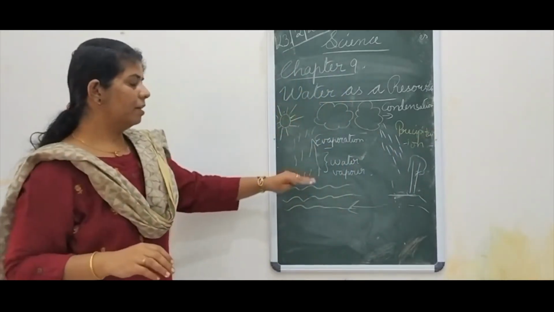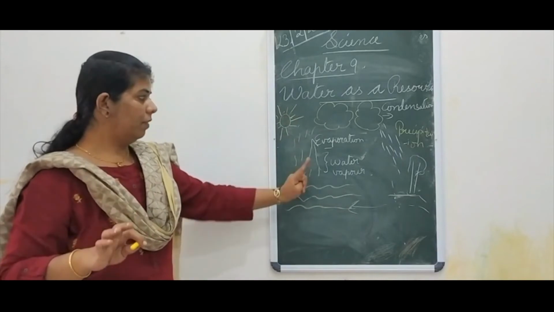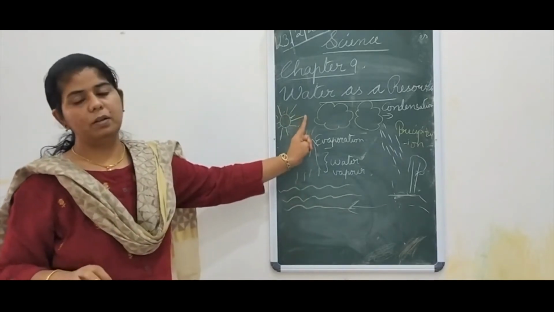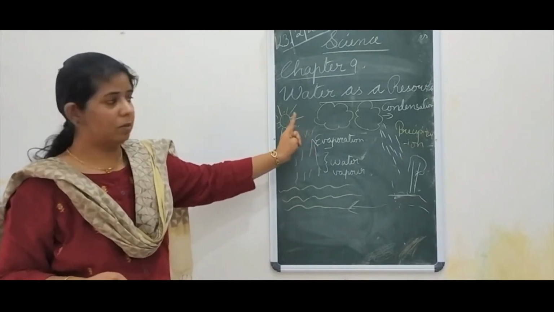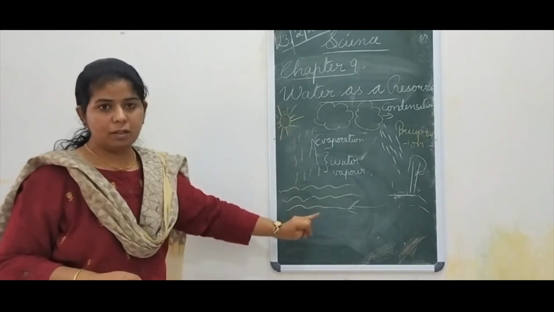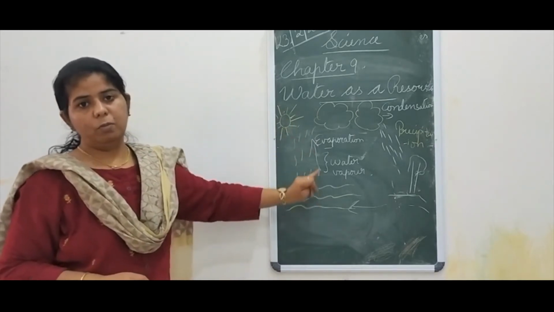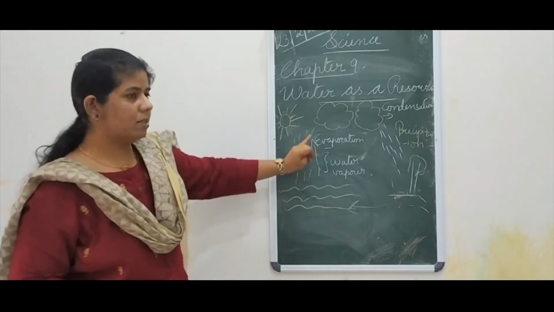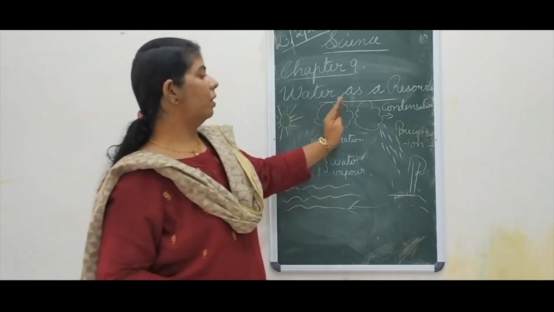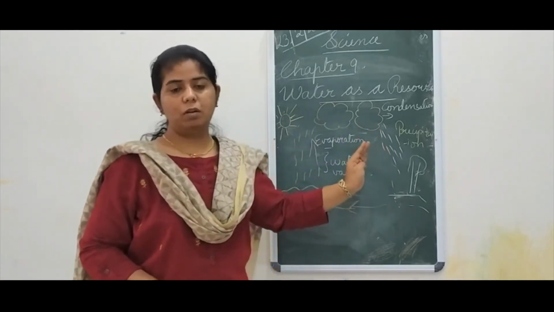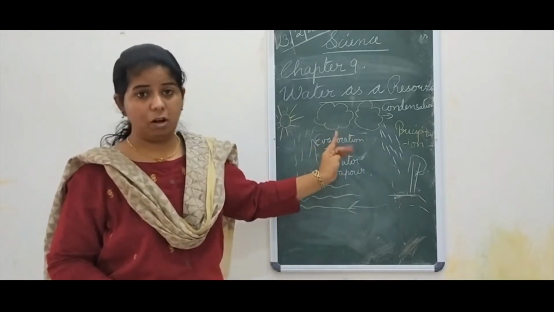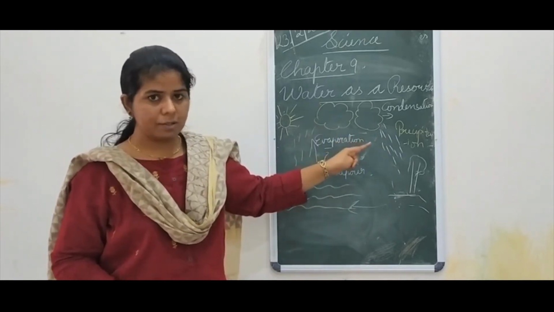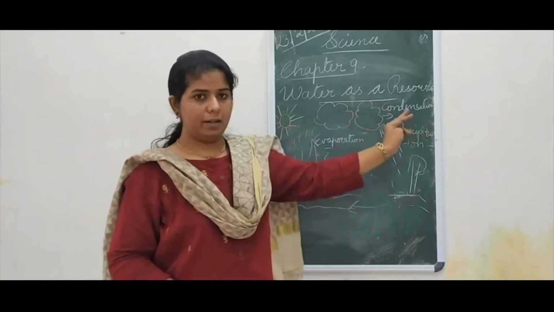Understood, right? That is evaporation. First, the water goes up due to the sun's heat. The water is going in the form of vapor into the sky. That is known as evaporation. From there, what happens? The water vapor cools down and forms water drops and forms the clouds, and that is known as condensation.